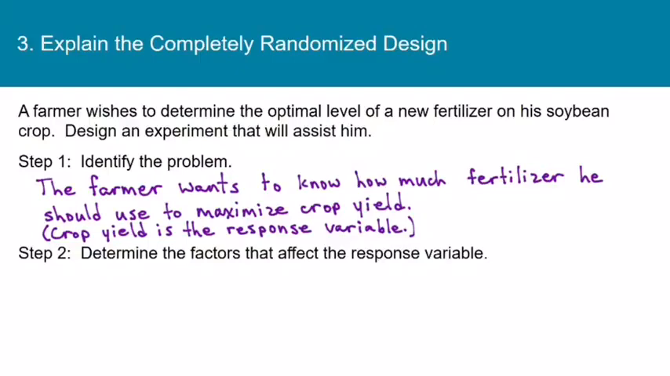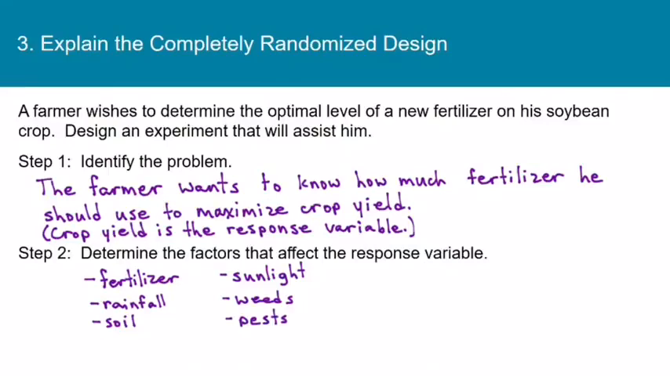What are some things that can affect crop yield? We know for sure fertilizer does, and rainfall, of course, the quality of the soil, the amount of sunlight that the plants get, the amount of weeds that are growing in the nearby soil that are competing for nutrients, the pests that are in the location that might be destroying the health of the plant, and of course the plants themselves might start out either robust or sickly.